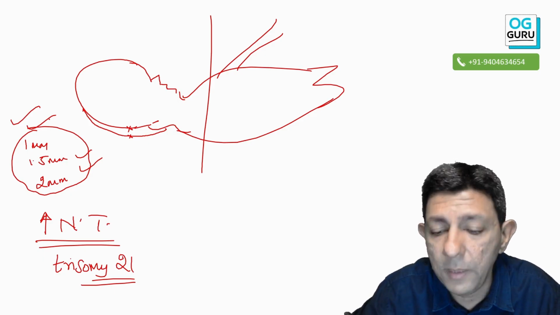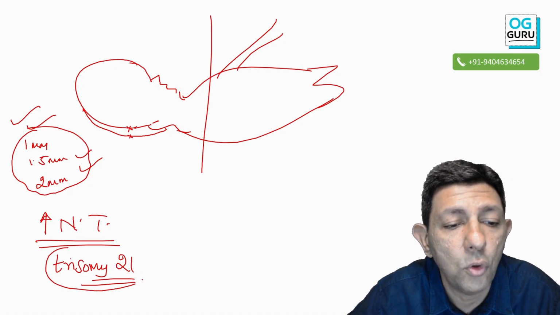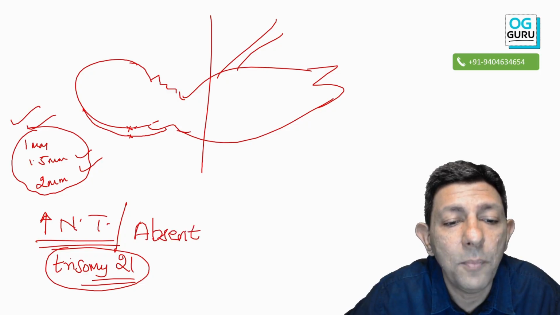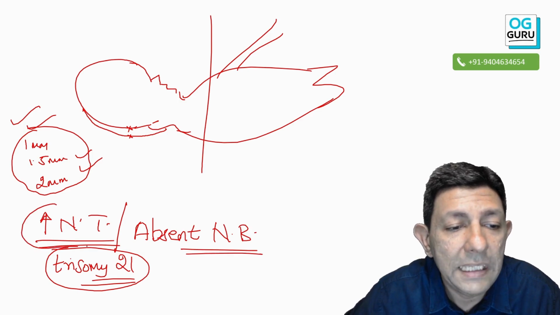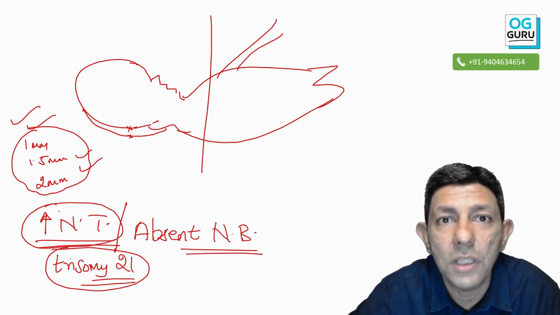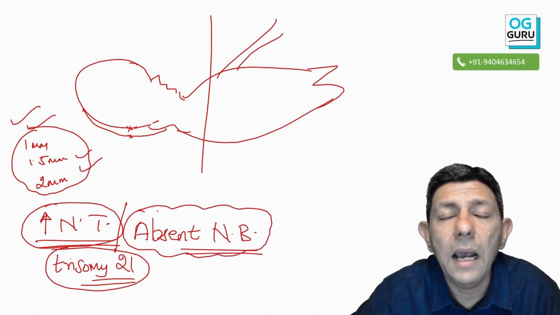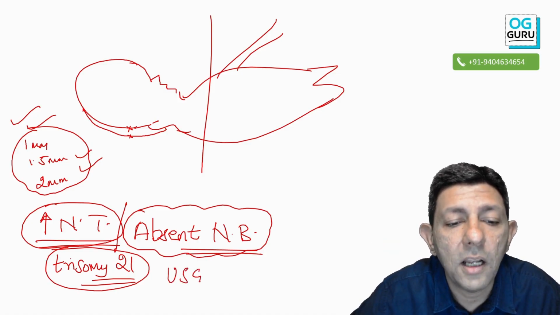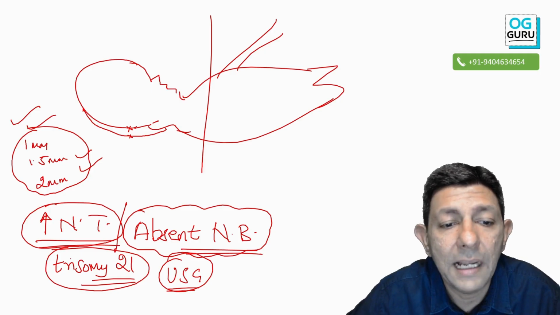And also an important point is that if the baby has Down syndrome, what another point? Absent nasal bone. Okay, absent nasal bone. So increase in NT, 2 MCQs done. Increase in NT and absent nasal bone are the two features of Down syndrome on ultrasonography. Is it clear to all of you? Please repeat after me. Increase in NT more than 3 to 3.5 millimeter, and absent nasal bone.